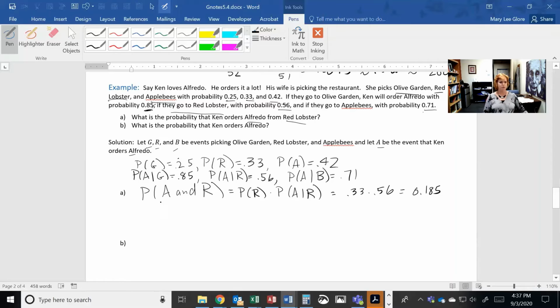Now we want the probability that Ken orders Alfredo, which is not given above. I have Alfredo givens. So you've got to think there are 3 cases here.